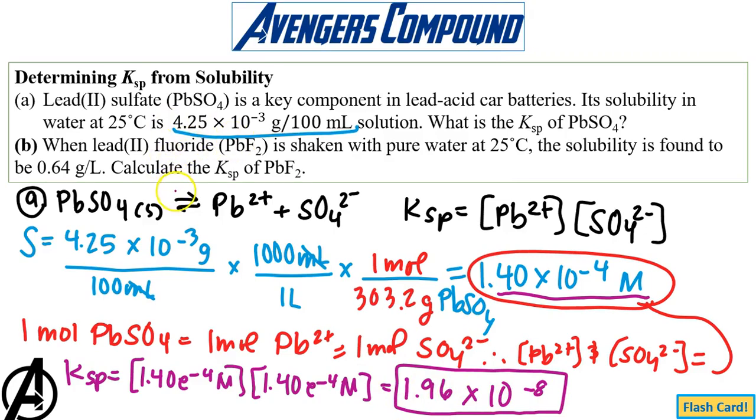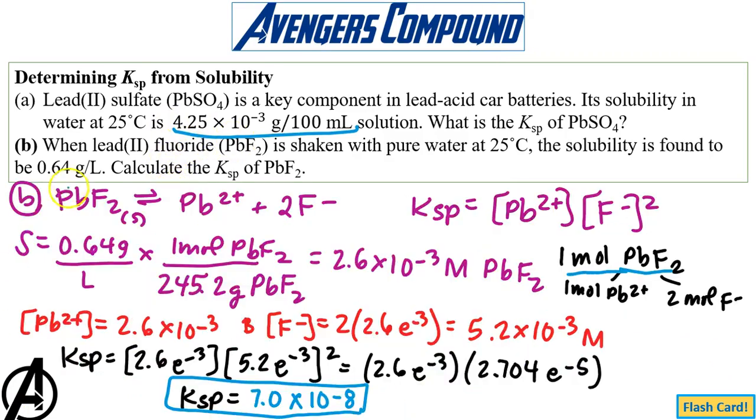Now let's move on to letter B. So for letter B, we are given PbF2. It's a solid in equilibrium to dissolve to Pb2+ ions and now 2 F- ions. So everything is balanced. The Ksp expression is therefore going to be Pb2+ multiplied by F- raised to a power of 2. So again, we were given solubility. It was a little bit easier than letter A because we're given grams per liter, so there's no need to convert twice. We only have to convert once.